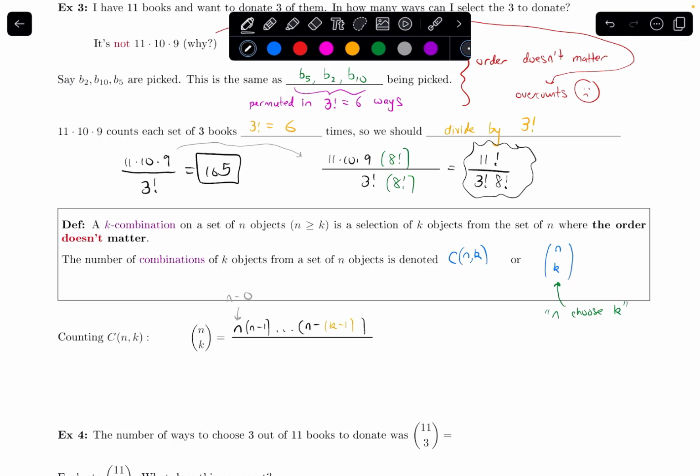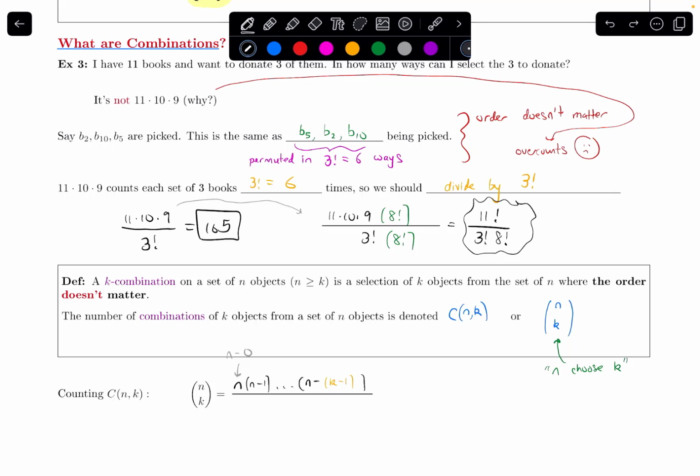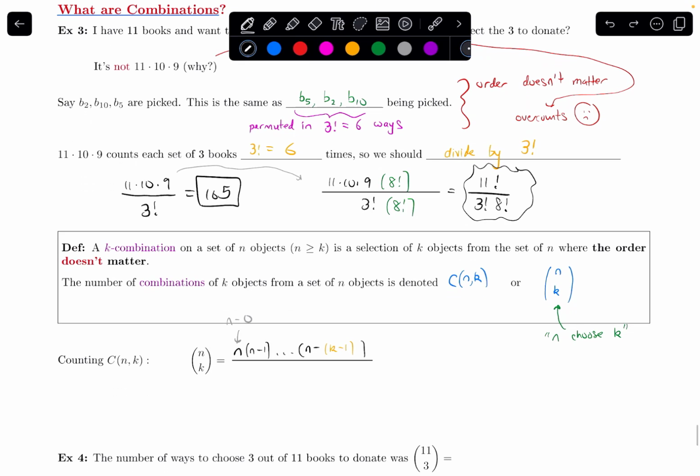All right, and right now this whole thing is overcounting, as we saw with 11 times 10 times 9. So because I'm picking k objects, I have to divide by the number of ways to rearrange those k objects. Instead of 3 factorial, now it's k factorial, because I'm picking k objects. So I get this formula in general. I'm going to highlight this. This is my formula for n choose k in general.